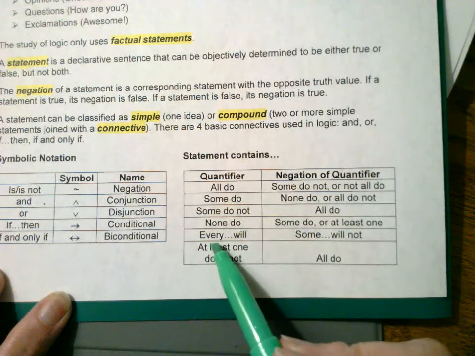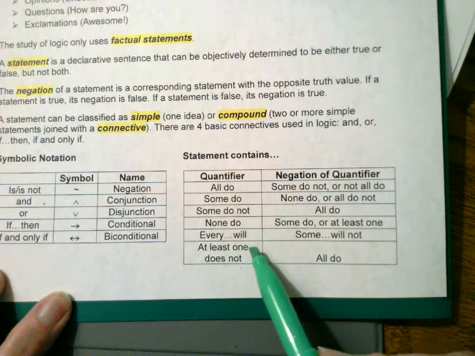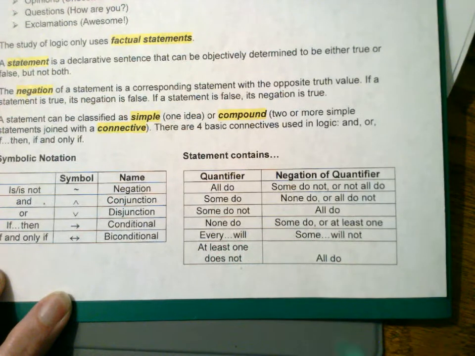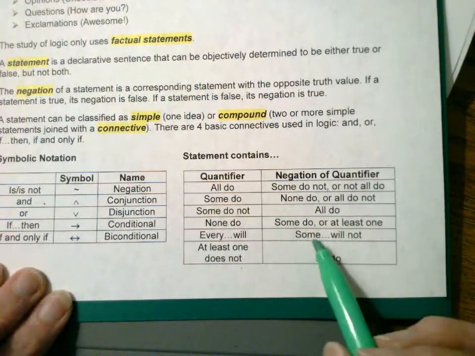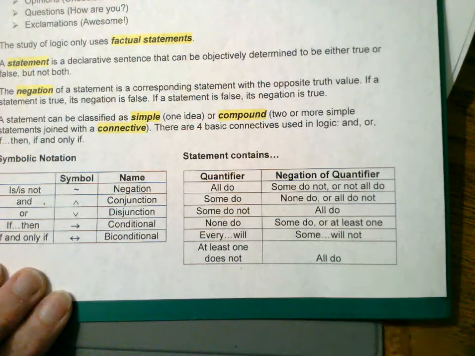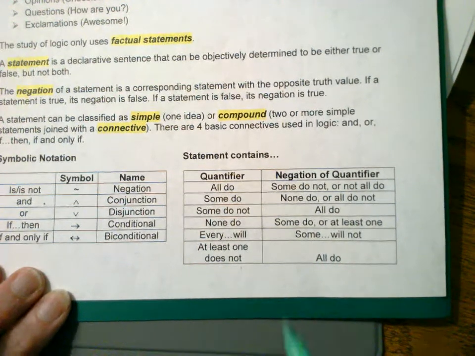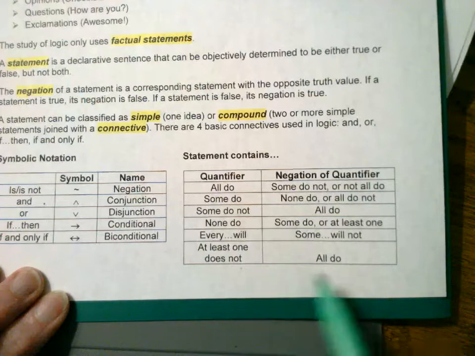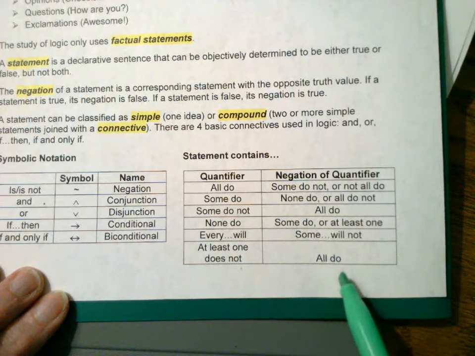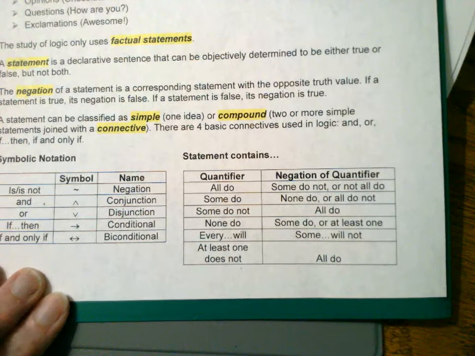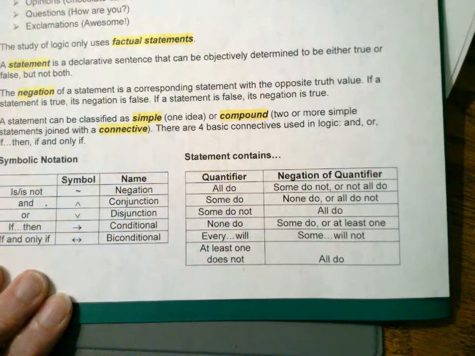If every such and such will, then if that's true, what's not true is some will not. If at least one does, then you can't say, if that's true, then what's false is all do. Okay, so these are charts you need to keep handy for the rest of your chapter.